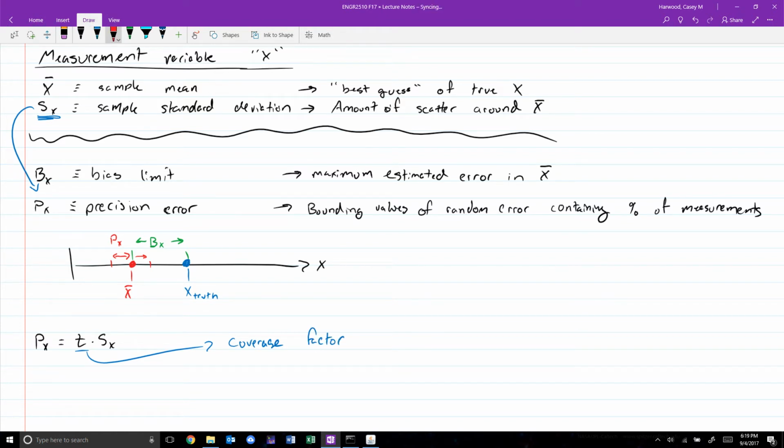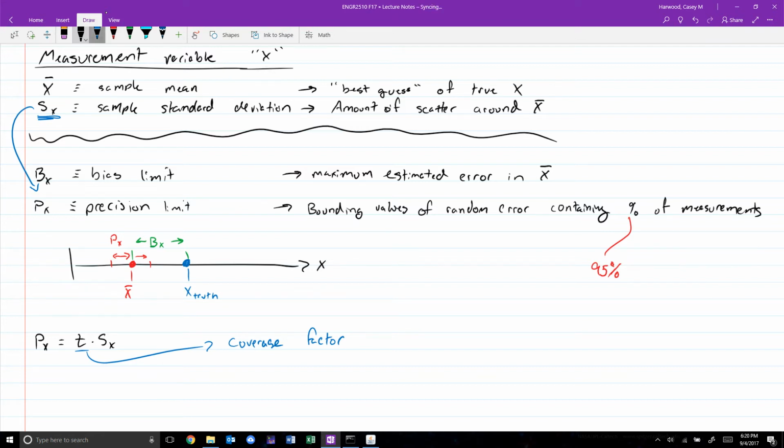Now, it's very common in industry to use a value of 95% here, for the percentage of values to be contained by your precision error limits. This is supposed to be the precision limit. And so in this class, we're going to go ahead and use this 95% confidence interval idea.